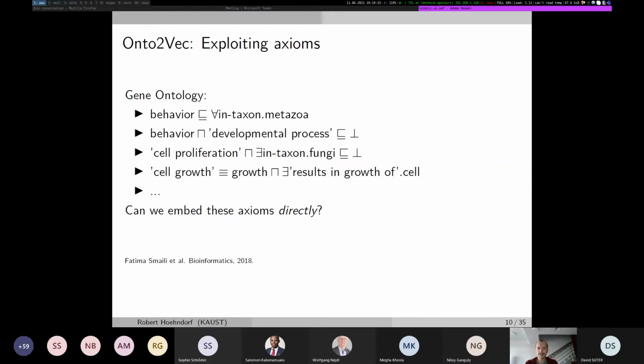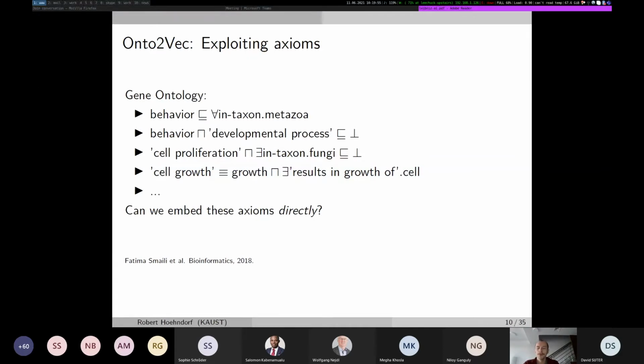This is nice because there are some axioms in the Gene Ontology which we simply cannot represent as a graph very easily. For example, the distinctions between universal and existential quantifiers are very difficult to capture in a graph-based form. And some more complex axioms, where, for example, cell proliferation and things which occur in fungi are disjoint. So these things are quite difficult to capture directly in a graph. So the question was, can we embed these axioms directly?